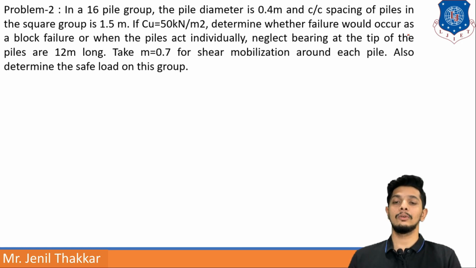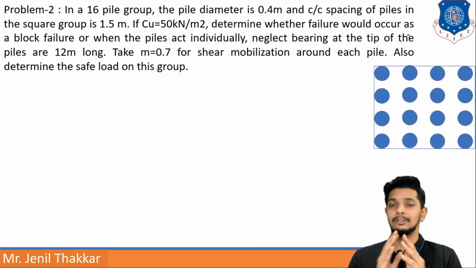Take alpha equal to 0.7 for shear mobilization around each pile. So it is nothing but our adhesion factor. Sometimes it is termed as m. Also determine the safe load on this group. So we are told to find out the safe load on the group. Here there is a square, 4 cross 4 piles.